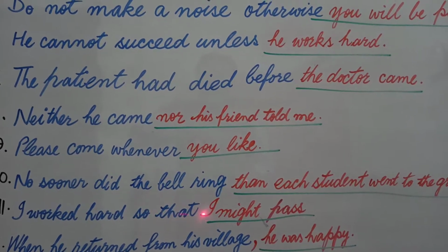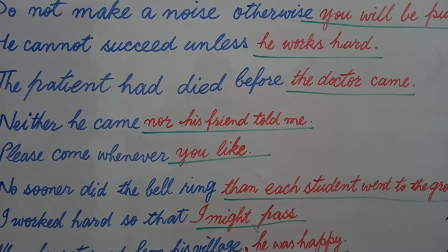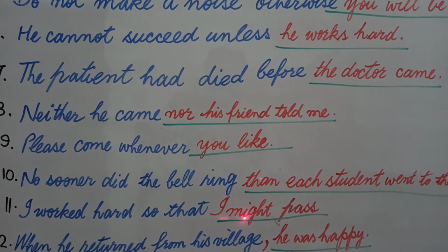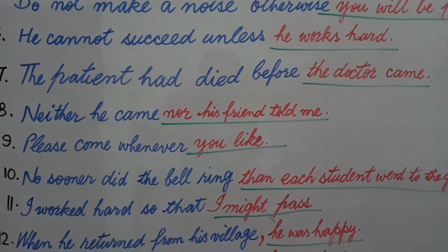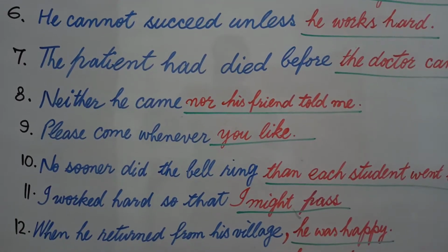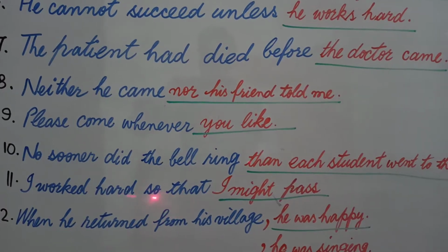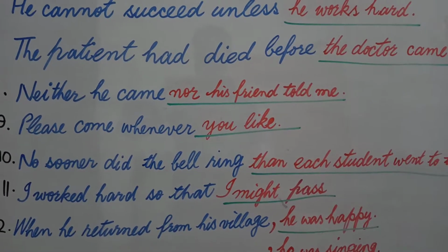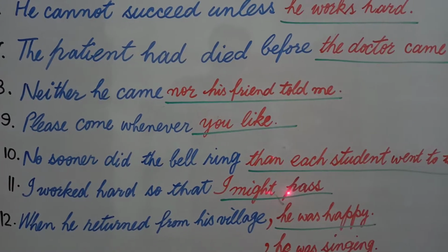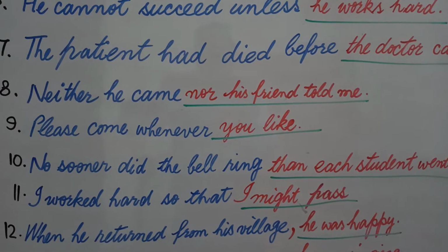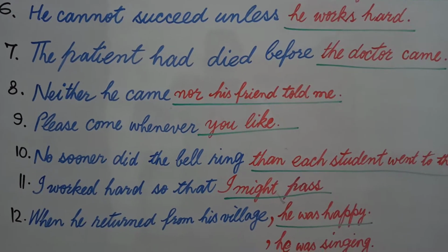Whenever you have so that, you use might. If your first clause is in past, you use might. If your first clause is in present, you use may. And you can use the same subject or some different subject according to the requirement of the sense. First grasp the sense of the first part, and according to the first part you will fill the sense of the second part, and this way your sentence will be, I worked hard so that I might pass.